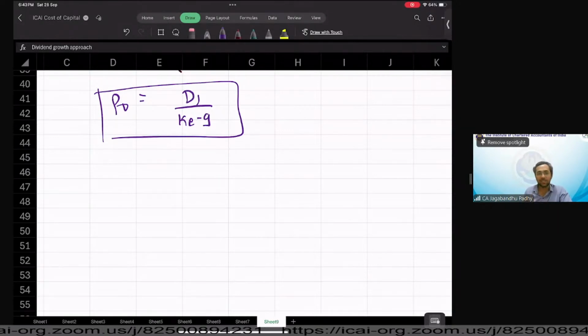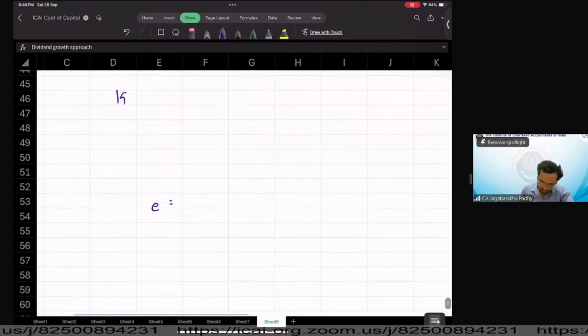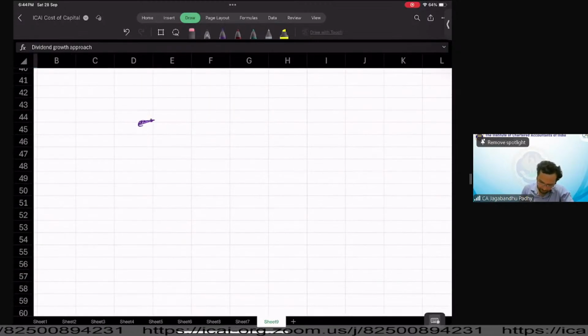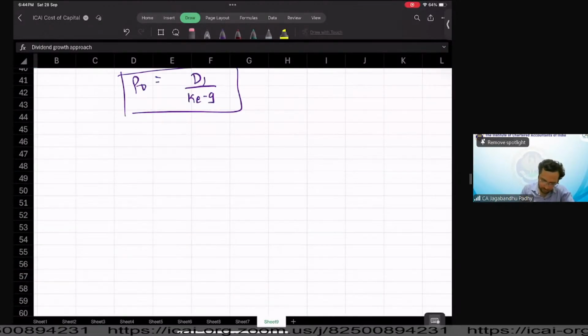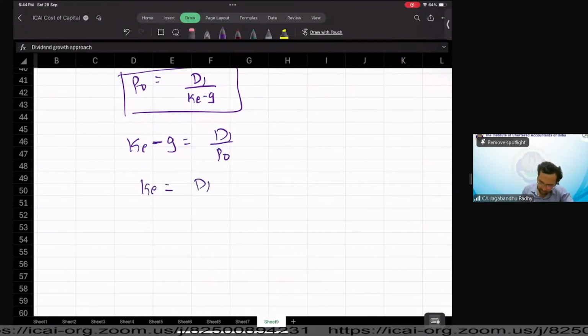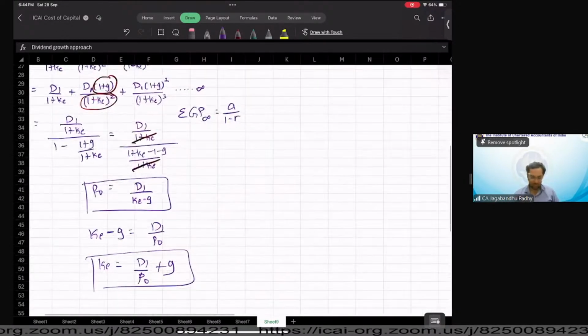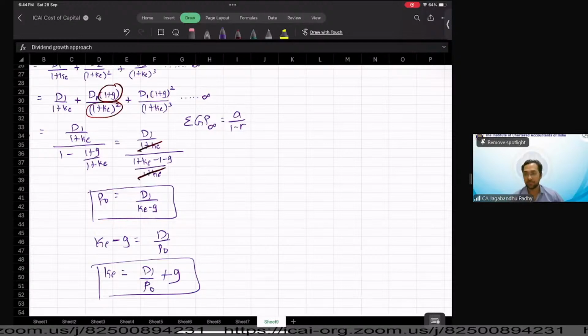Now, can we rearrange this to get the value of the cost of equity? We can rearrange this. So cost of equity minus g is equal to D1 upon P0. So finally, cost of equity is D1 upon P0 plus g. This is the formula for getting the cost of equity.